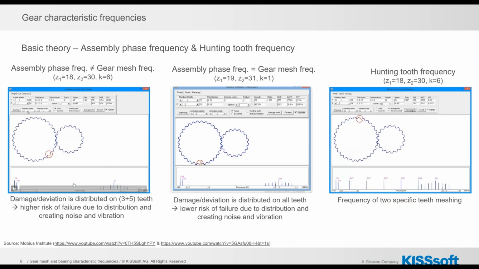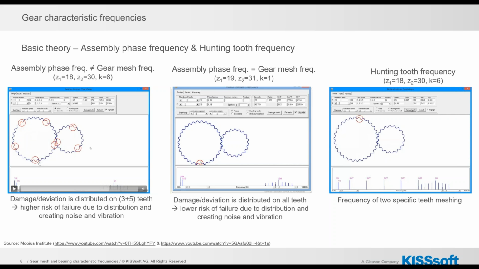Now, to easily imagine what the assembly phase frequency is, I prepared a video where we have a pinion gear with 18 teeth and a gear wheel with 30 teeth. So both numbers can be divided by 6, therefore the greatest common divisor is 6. Now when this gear train is assembled, we can see that on this pinion we have one tooth in contact with another one, here the second with another one, and so forth. And at the end we can see that only 3 teeth on the pinion are in contact with 5 teeth on the wheel.